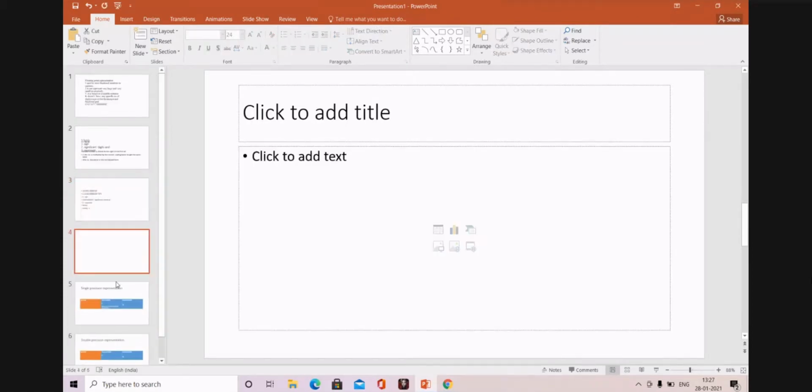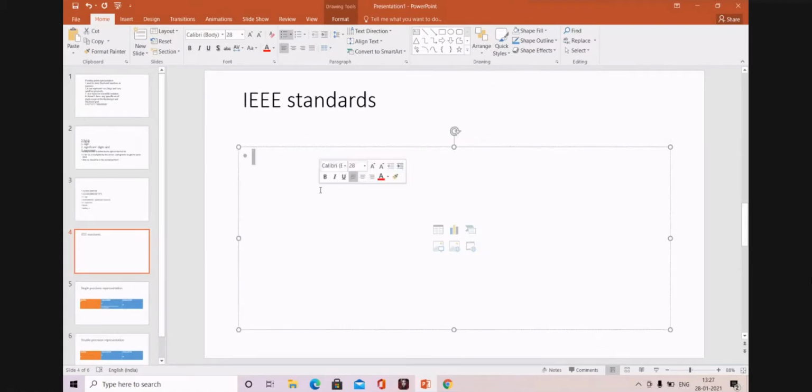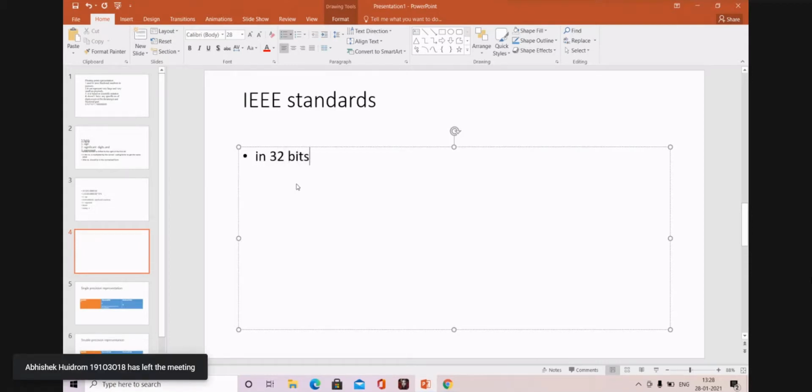All right, next I'm going to talk about a new topic called the IEEE standards. This is the standard, the format of representing your floating point numbers. The standard for representing floating point numbers is in 32 bits and 64 bits. All right, so this is the standard.